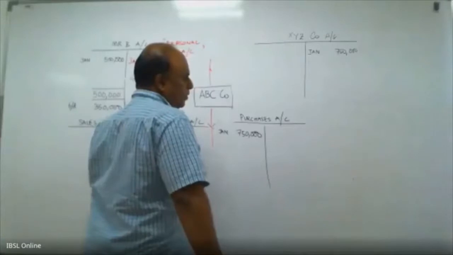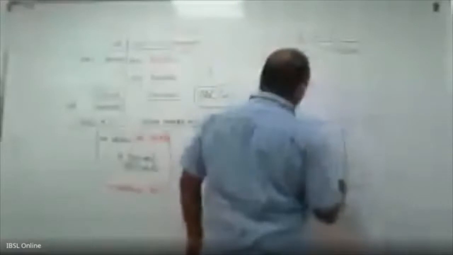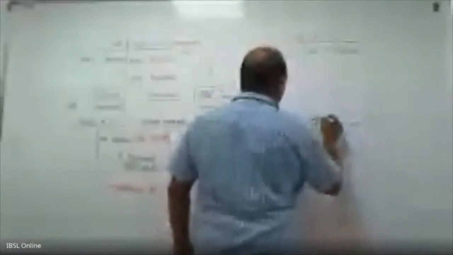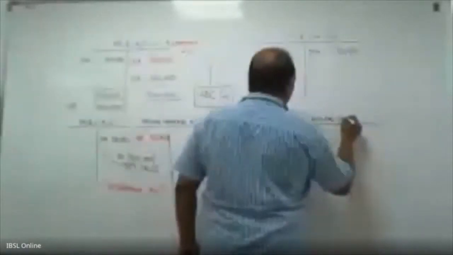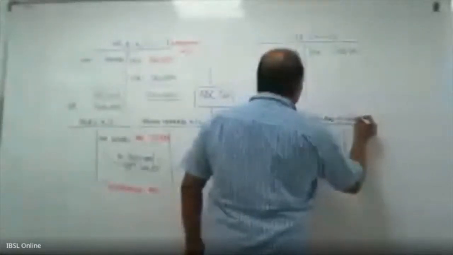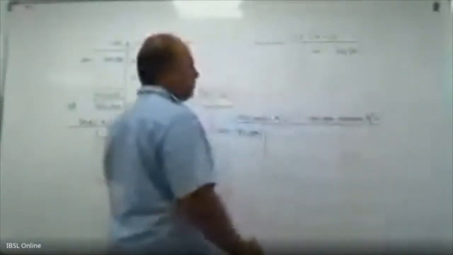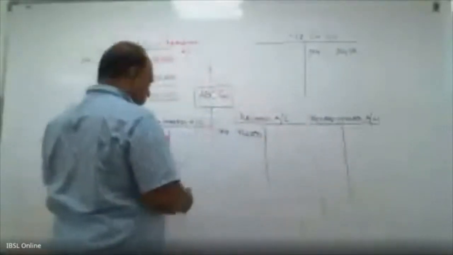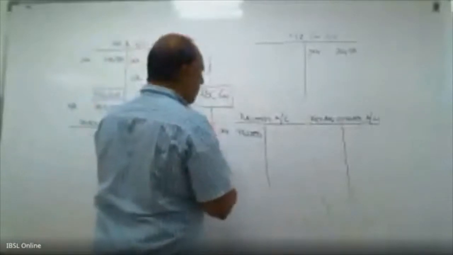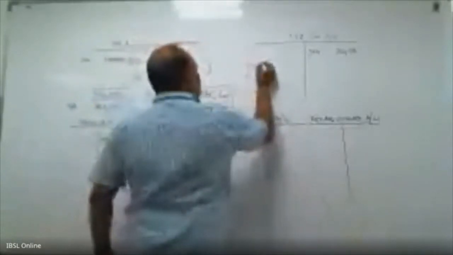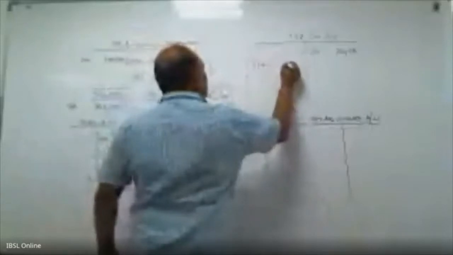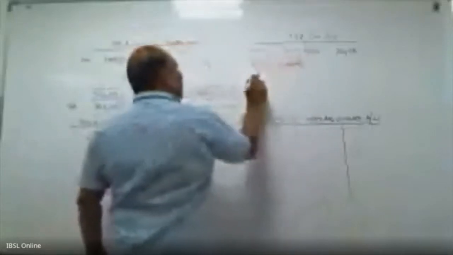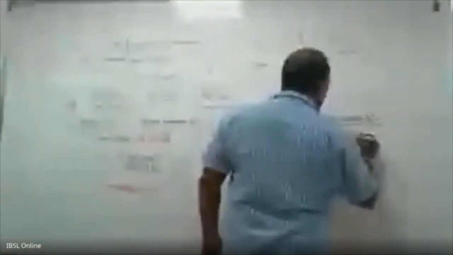So what is the double entry now? You have to open a new account in the ledger, returns outward, or you can call it purchases return. What you have purchased, now part of it you are returning. So when you are returning, what will happen? In February, you are returning 250,000. Debit XYZ company and credit purchases return.